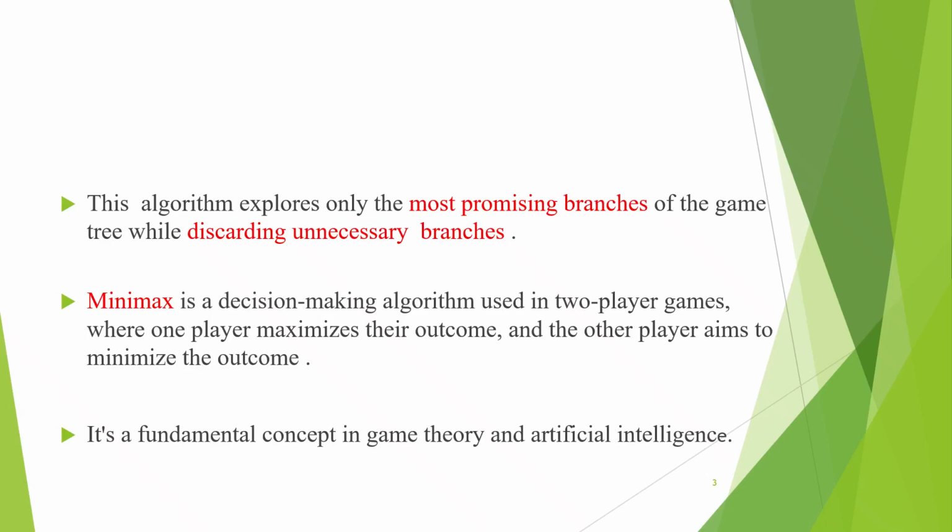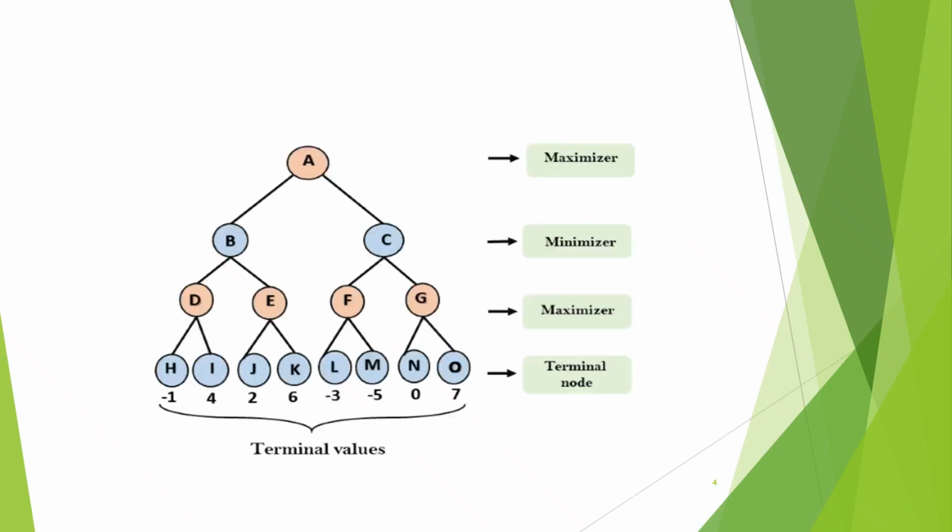Minimax is a decision making algorithm which is used in two player games where one player maximizes their outcome and the other player aims to minimize the outcome. The maximizing player always tries to maximize his probability of winning the game, and the minimizing player always tries to minimize the possibility of the maximizer. It is a fundamental concept in game theory and artificial intelligence, and this is a diagram of the alpha beta pruning algorithm. Maximizer move, minimizer move, again maximizer move, and it will go on. The last one is a terminal node.